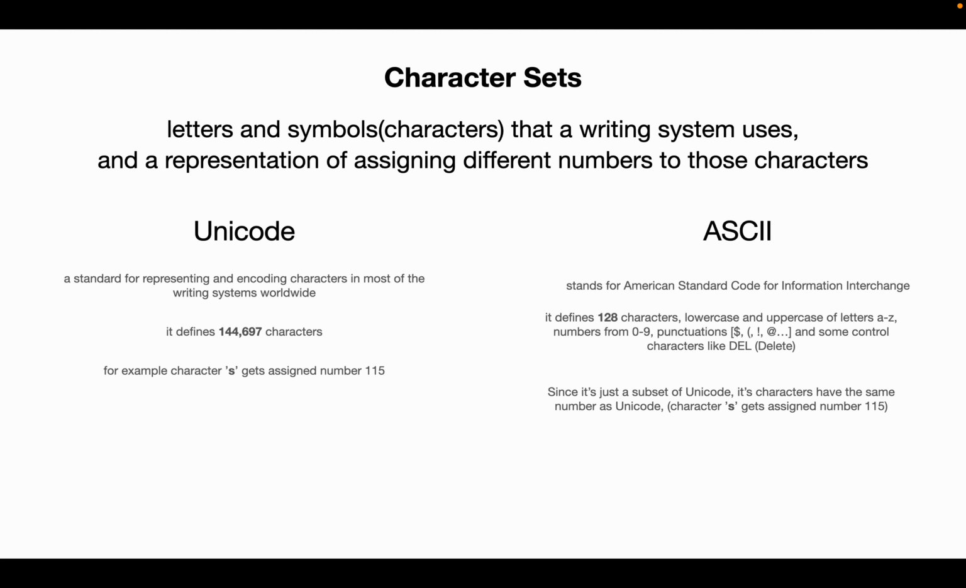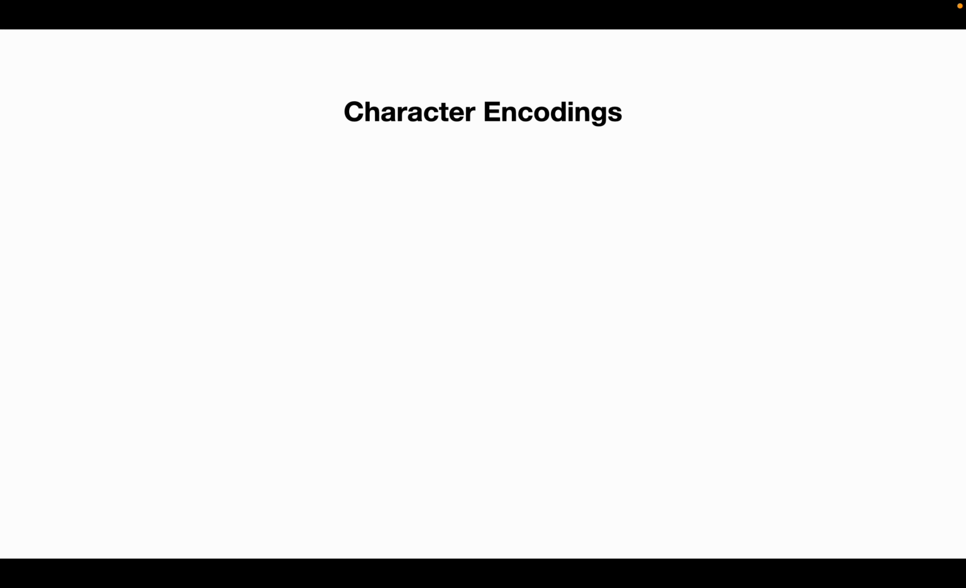So that's what a character set is: a collection of characters where each character has a unique number. And we also have some other character sets. Some of them are, for example, for different languages like Chinese, but these two are the most common ones in programming. Okay, now that you understand character sets, let's start to talk about character encodings.